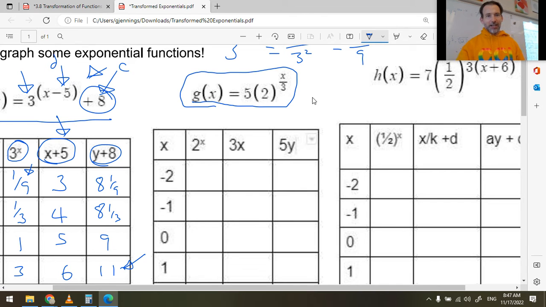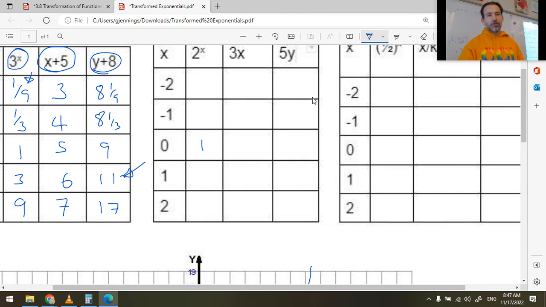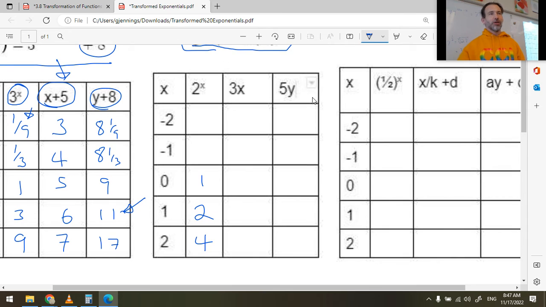All right, so here you go, 2 to the x. So I fill in my parent function table. 2 to the 0 is 1. 2 to the 1 is 2. 2 to the 2 is 4. And then one trick if I want to do the negative side is just take the reciprocal of the opposite side. So the reciprocal of 2 is 1/2, and the reciprocal of 4 is 1 over 4.